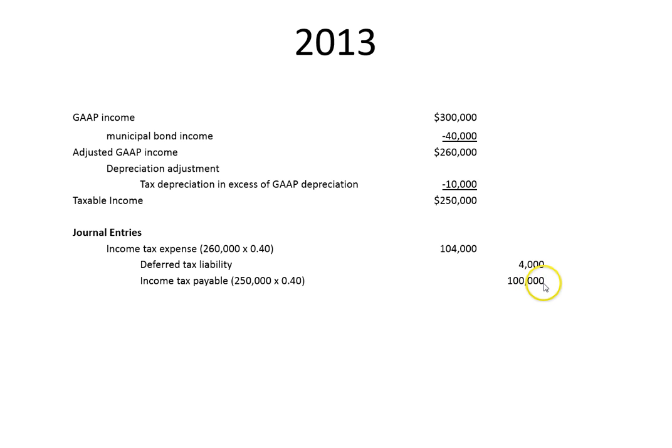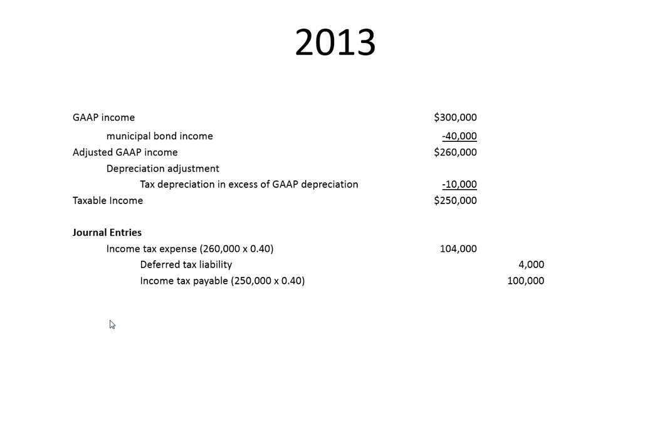And that's $100,000. We can see that there is a difference between the income tax expense and the income tax payable, and that difference requires a credit entry, or a net credit entry, in order to balance the journal, the transaction. Since we only have one item that is causing the difference between GAAP income and taxable income, we know that this is a deferred tax liability, and it's a credit entry in order to get the transaction to balance. Okay, so that's the transaction that happens in 2013.